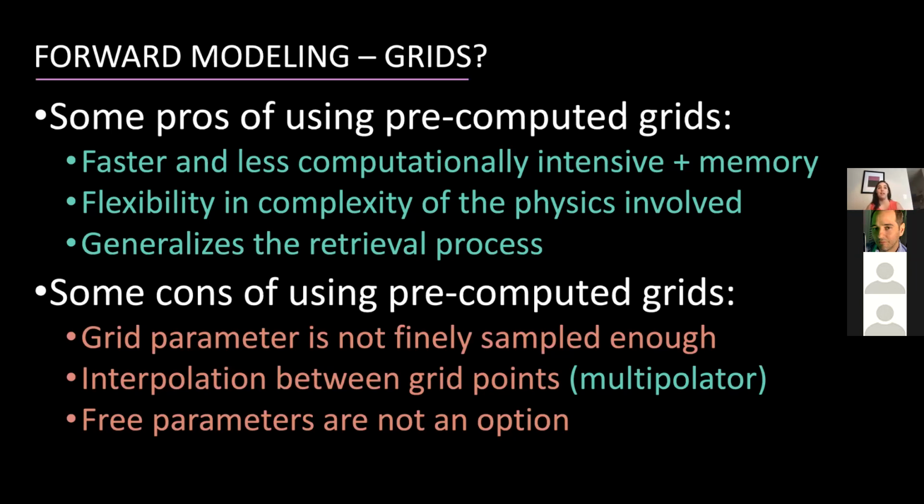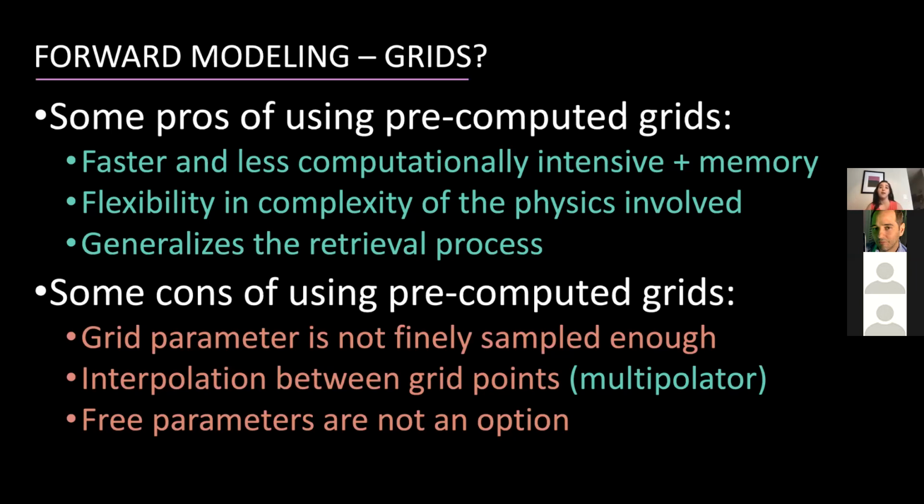It provides a lot of flexibility in the complexity of the physics involved, because basically the retrieval isn't running any radiative transfer code at that point. It's just taking it from a grid. So if you want to design a grid that gets really into the physics, that gets really complex, you're welcome to do that, and then you can use that grid in the forward model, and the retrieval doesn't really have to worry about the complexity of the physics, and in that case, it's very flexible. And it also generalizes the retrieval process.